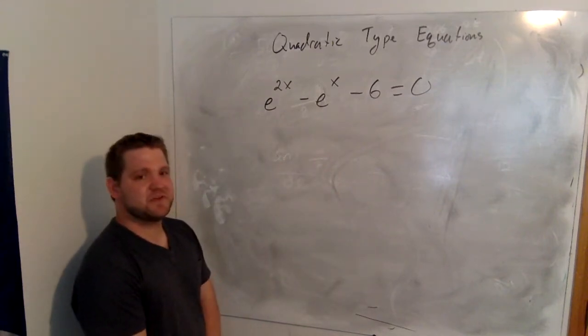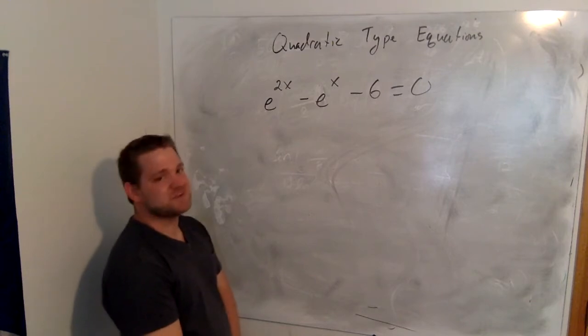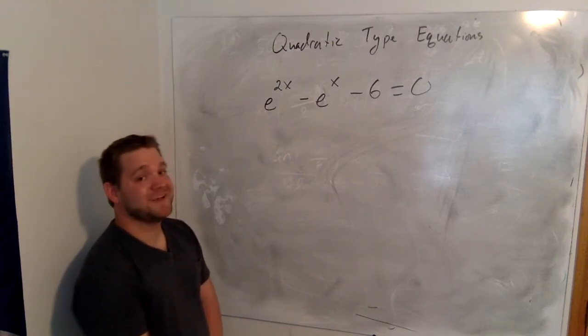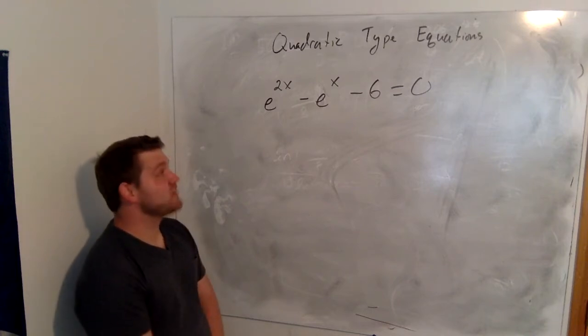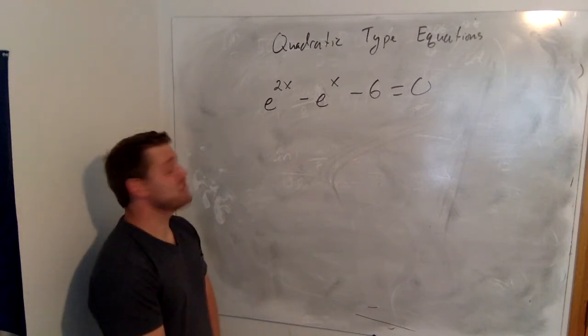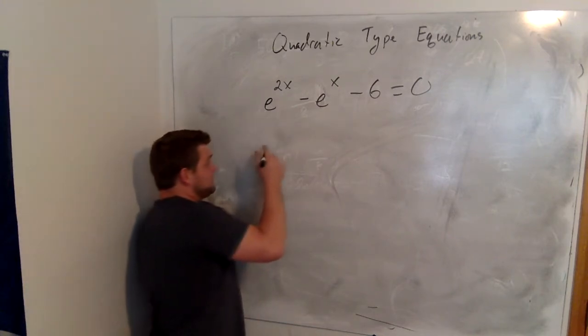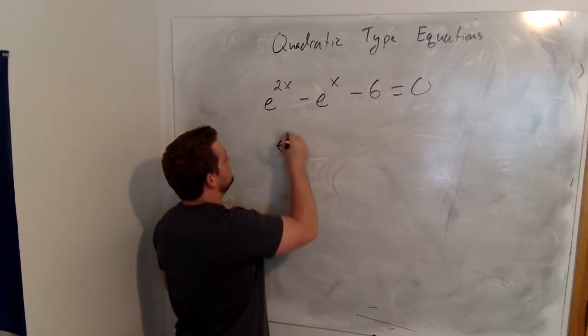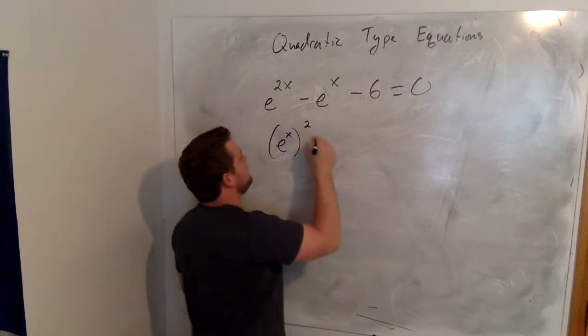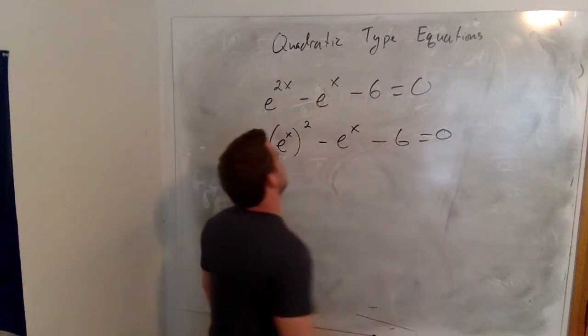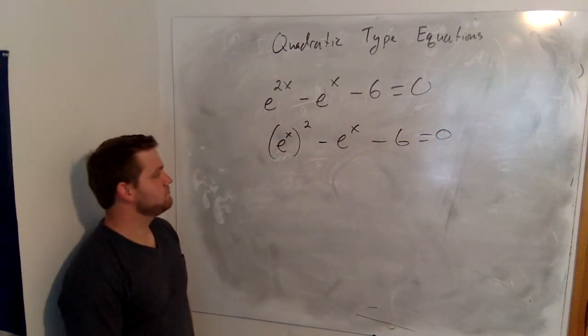Go ahead and pause the video and maybe try to think about this one for a second before we do it together. Okay, let's do it. This equation, like the title says, is a quadratic type, or it's quadratic in form. Well, the way we want to see this is the same thing as e to the x quantity squared minus e to the x minus 6 is equal to 0. Just another way to write this.